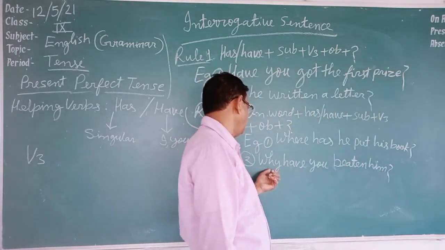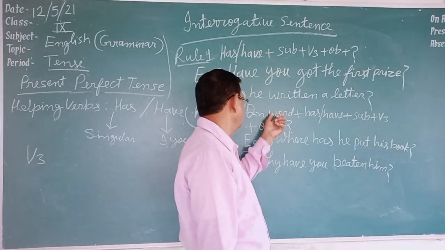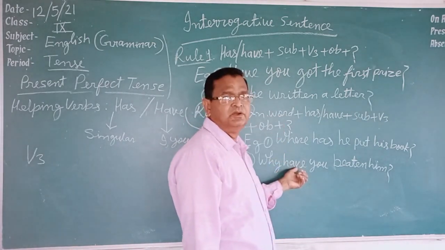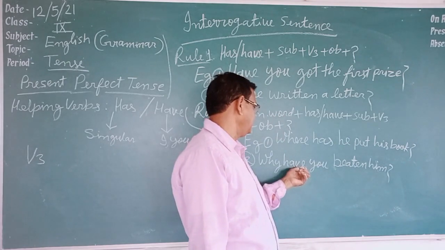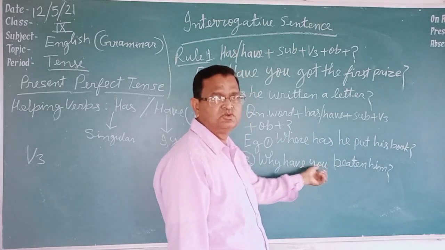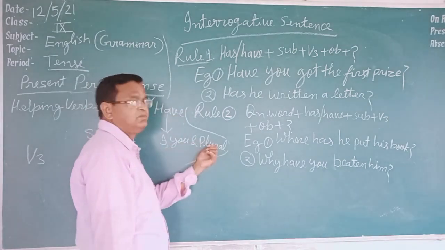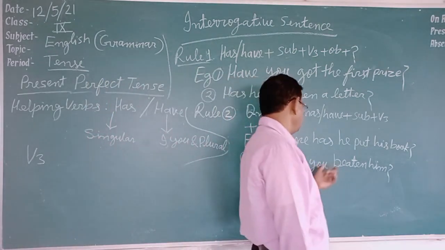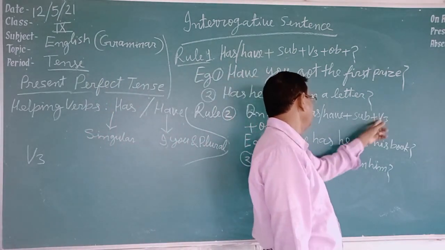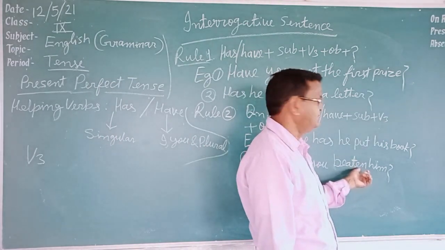Second example, why? The question word comes first, according to the rule. Then have is written, because the subject is you. Just like if the subject is I or you, have is written. Then subject you is written. Then the third form: beaten. The third form has been written.